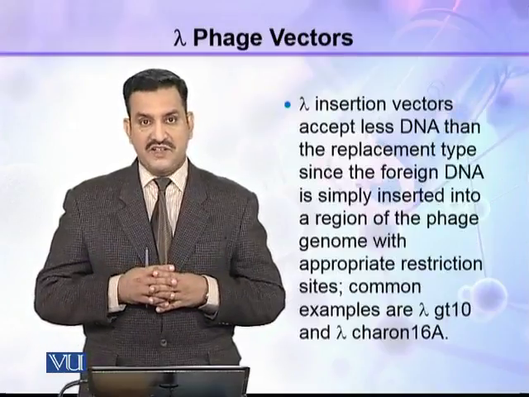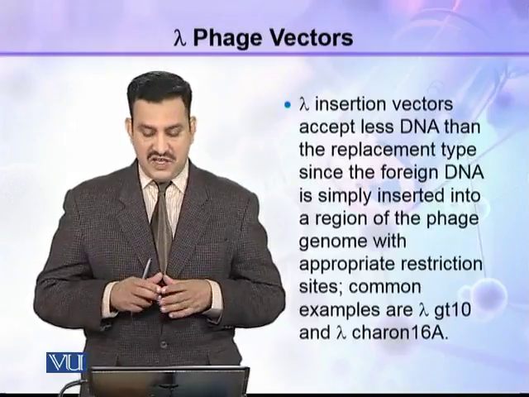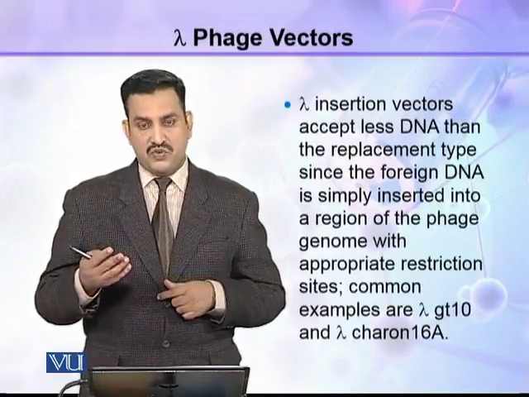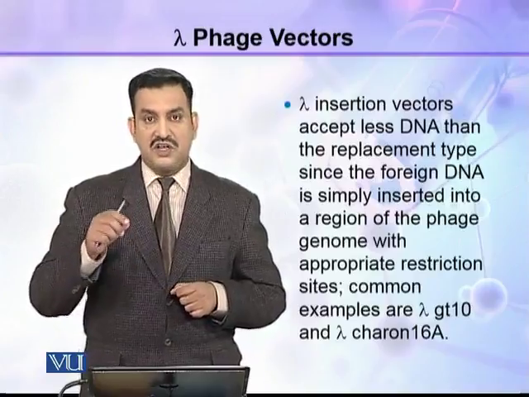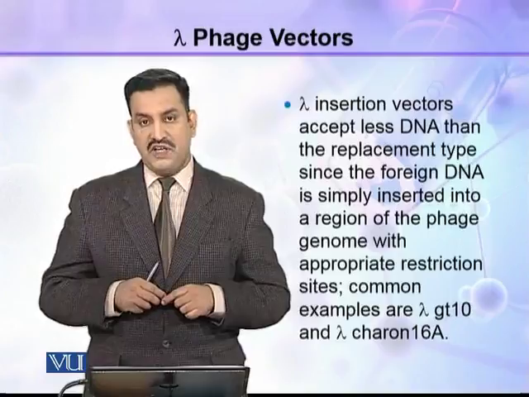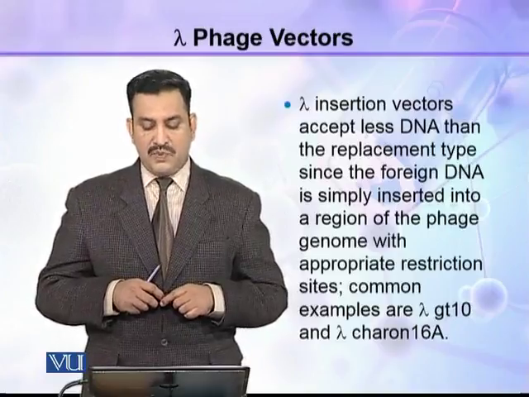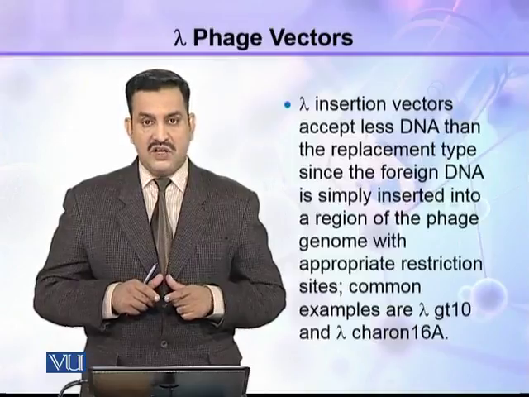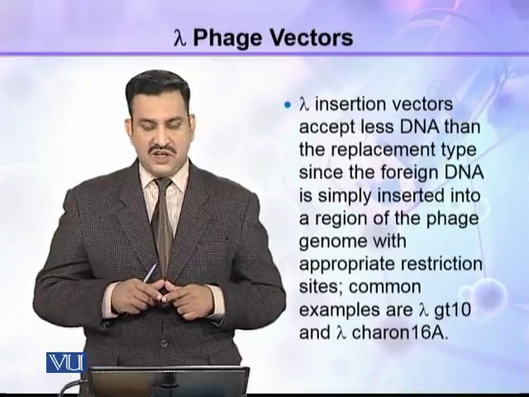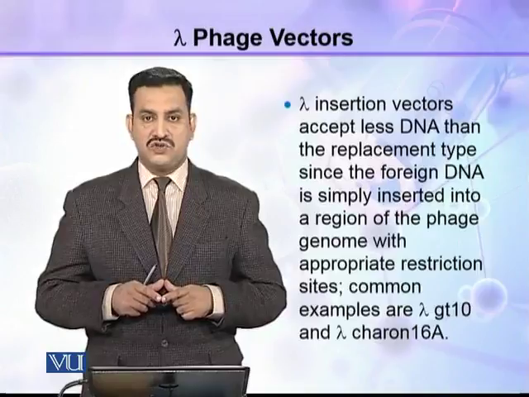Lambda insertion vectors accept less DNA than the replacement vectors, since the foreign DNA is simply inserted into a region of the phage genome with appropriate restriction sites. Common examples are lambda GT10 and lambda Charon 16A.